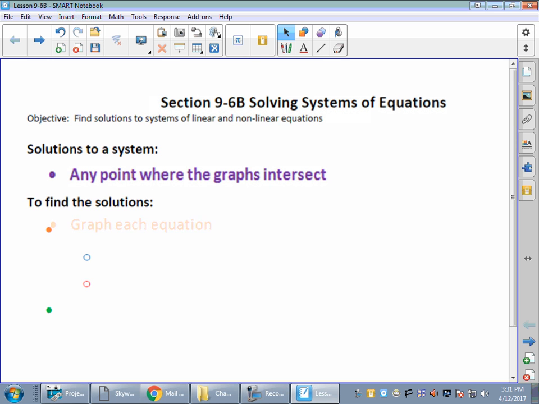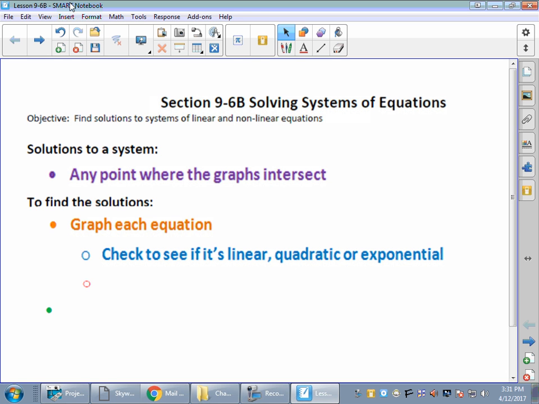So to find the solutions, short little three-word thing here, graph each equation. Remember, you're going to need to check to see if it's linear, quadratic, or exponential. We know how to graph linear equations, y equals mx plus b, find the slope, use the y-intercept. We know how to graph quadratic equations. We can find the vertex, we can find solutions, the y-intercept. We know how to graph exponential, and the only way we can graph exponential is using an xy table.